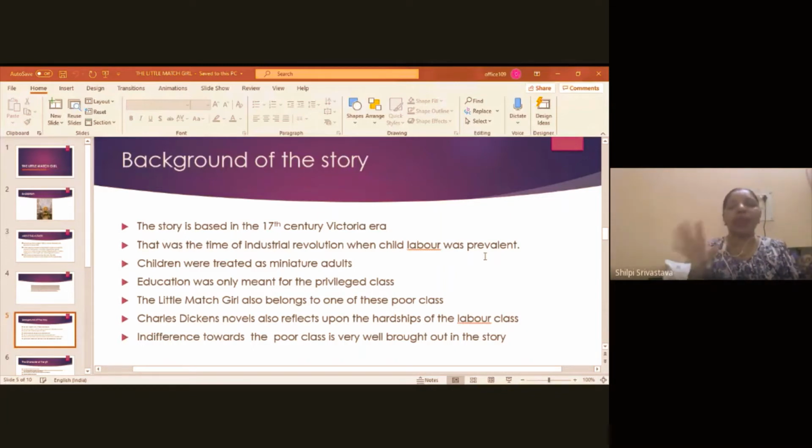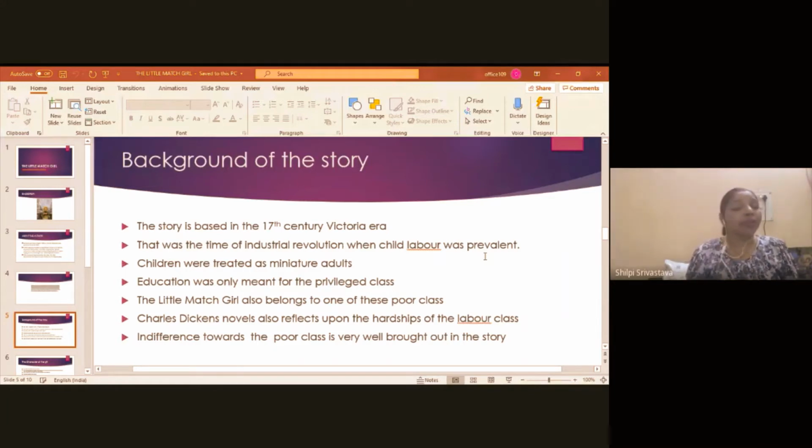So the people who were living in the villages started migrating from there towards the main cities like London and around London. And in many other European countries like Denmark, etc., these factories were being set up. Children were treated as miniature adults. Yes. Now, in these factories, there were adults who were working, but then these factories and industries also required children.